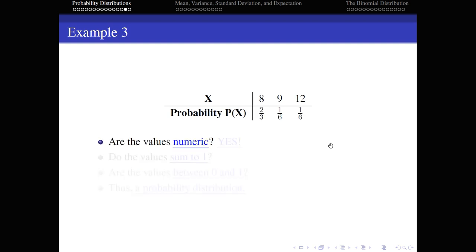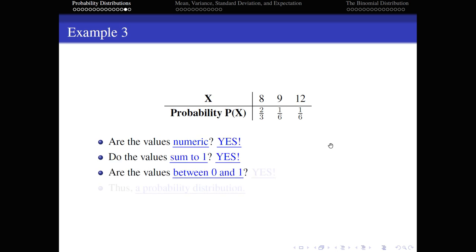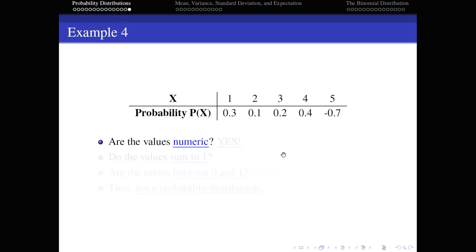For one more case, the values are numeric. The values sum to 1. And again, if you want to check this, type all these in on your calculator. 2 divided by 3 plus 1 divided by 6 plus 1 divided by 6. It's not a bad way to check. Or if you can do some mental arithmetic, that works well too. All the values are between 0 and 1, so this is a probability distribution.